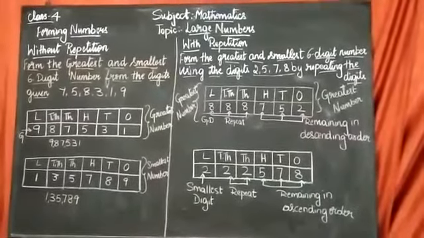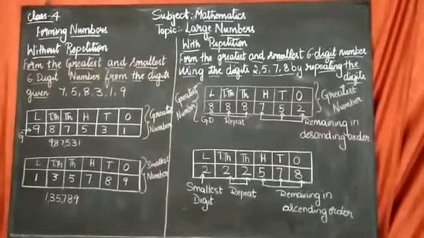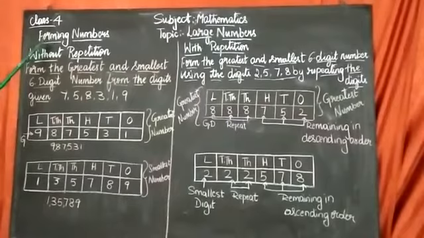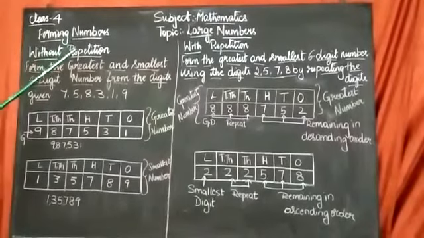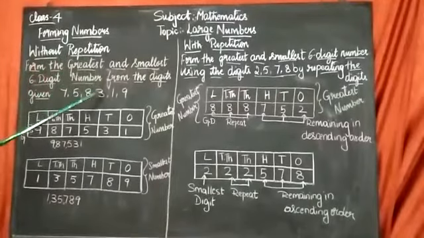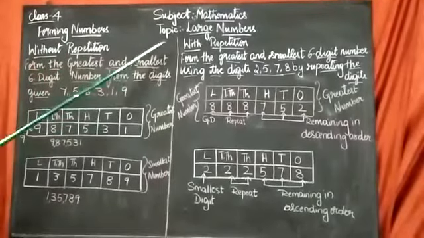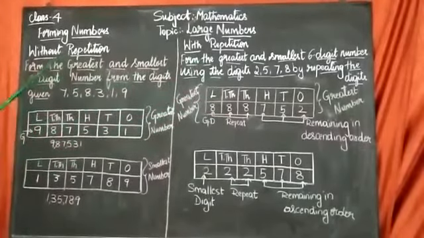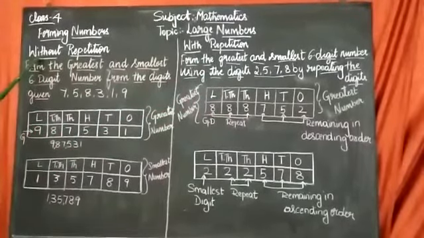Subject mathematics. Topic large numbers. Class 4. Today we are going to learn forming numbers. In this, two steps are there. Without repetition of the digits we should form numbers, and with repetition of the digits we should form numbers. Let me first explain how to form numbers without repetition.